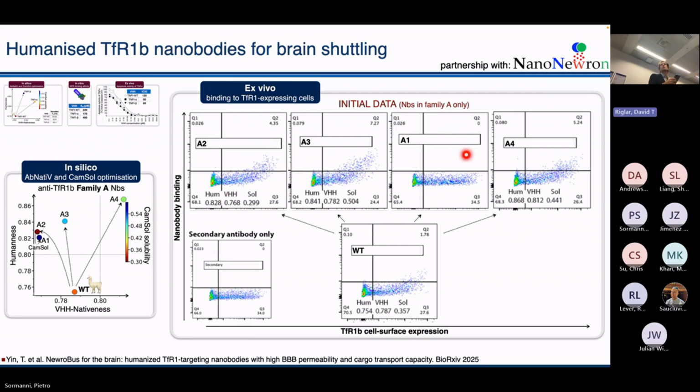It's better to show what didn't work. This particular guy didn't work. It was an attempt to recover something that had lost a lot of nativeness and sort of also a lot of solubility, but this attempt failed.